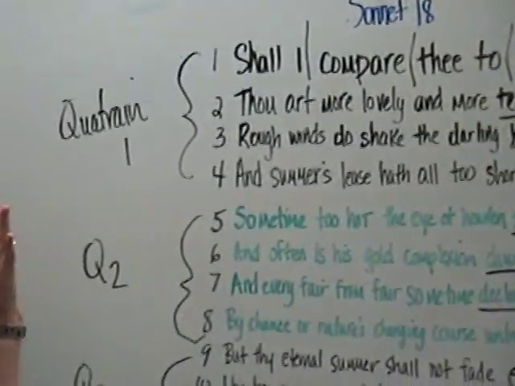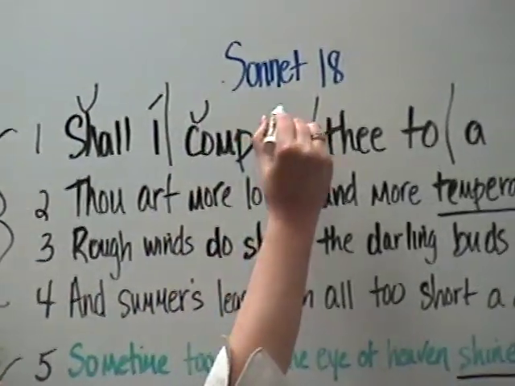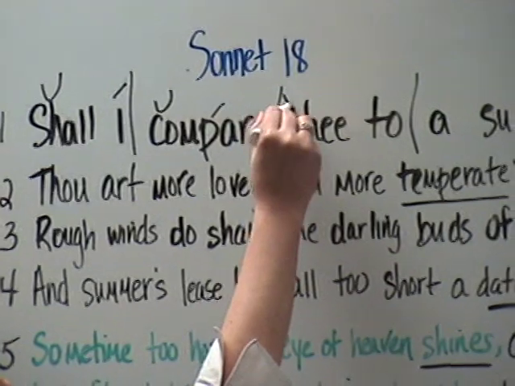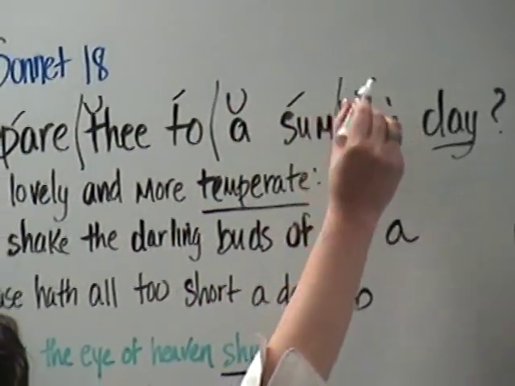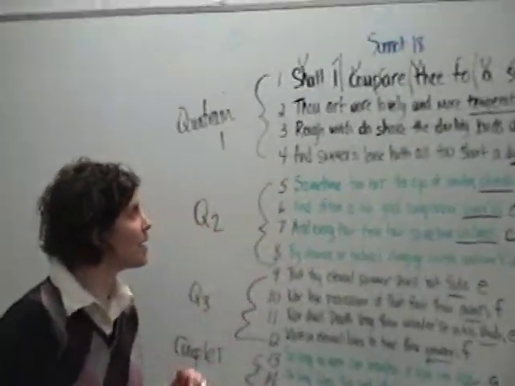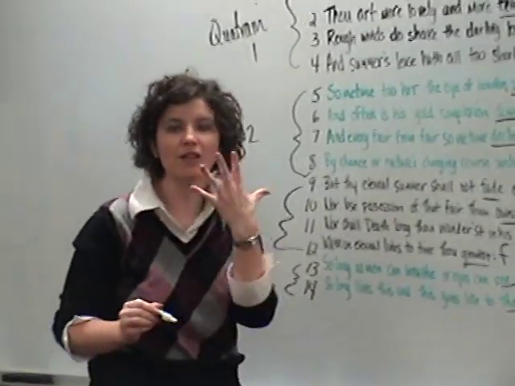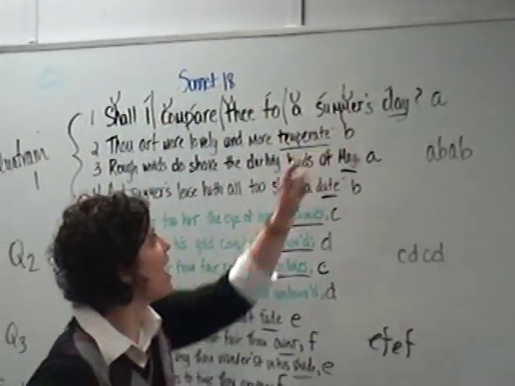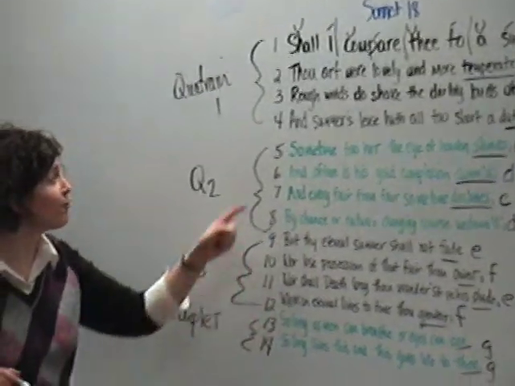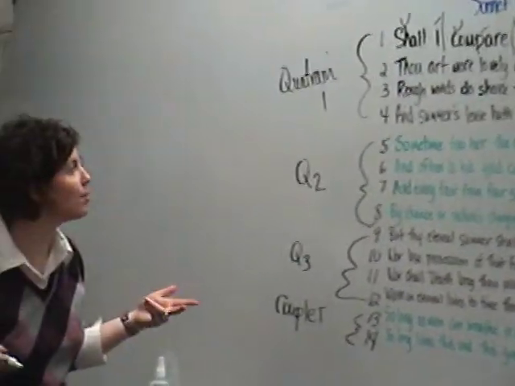5 different iambs. Unstressed, stressed, unstressed, stressed, unstressed, stressed, unstressed, stressed, unstressed, stressed. Iambic pentameter. Iambic being unstressed and stressed. Pentameter meaning there's 5 iambs. 1, 2, 3, 4, 5. Every single line is going to follow this meter. You just have to figure out where to put your syllable mark. So let's do one more.